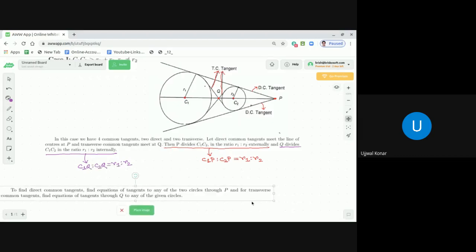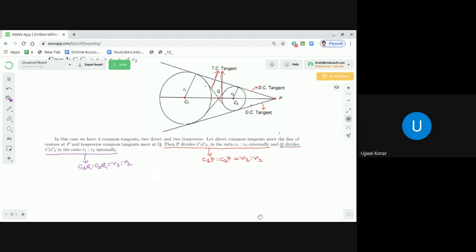Let me put it from the study material and then explain. To find the equation of the direct common tangent, from the external point P we find the equations of the tangents to any of the two circles. And for the equation of the transverse common tangent, we find the equation of the tangent to any of these circles from the point Q. Correct? In that way, we can find the equations of the common tangents. So this is about case 1, dear students.